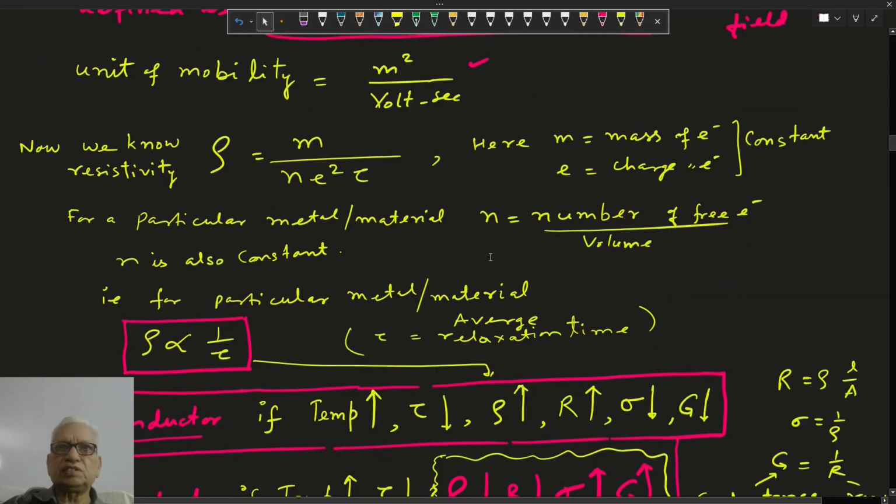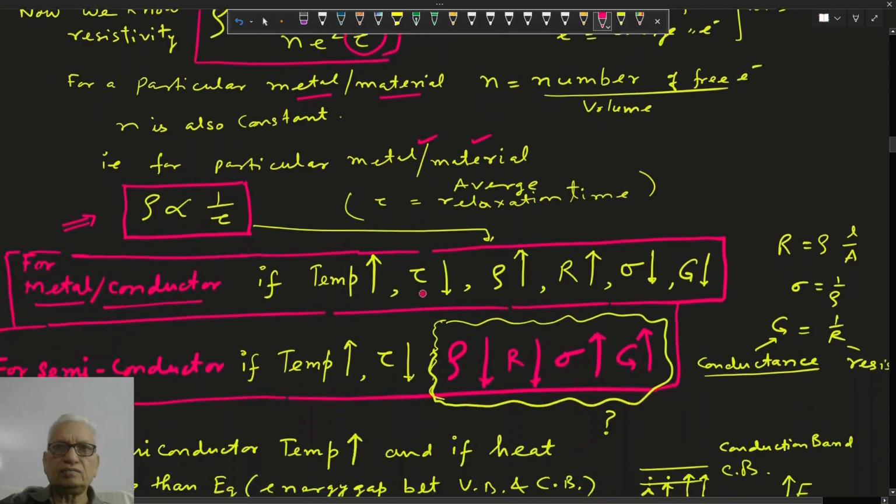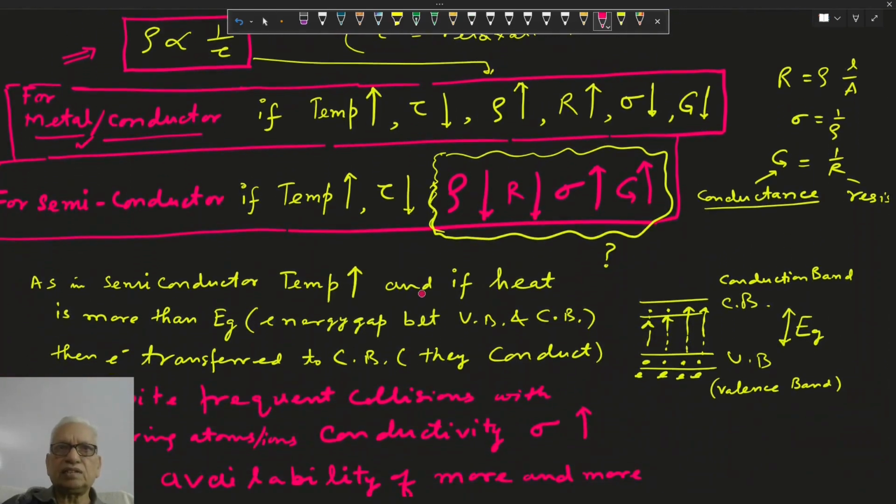Now we know this relation, rho equal to m upon n e square tau. m is the mass of the electron and e is the charge of the electron; they are constants. Now resistivity depends on n and tau. n is the number of electrons per unit volume, which for a particular metal or material is also a constant. So for a particular metal or material, resistivity is inversely proportional to tau, and tau is the average relaxation time. Now we are discussing this for a metal conductor.